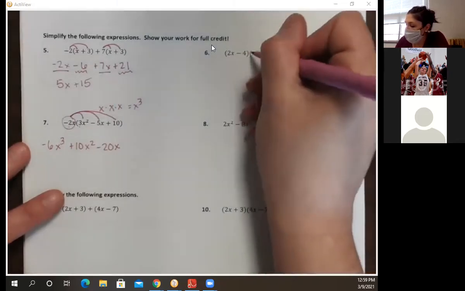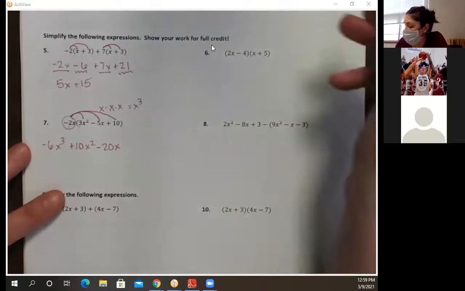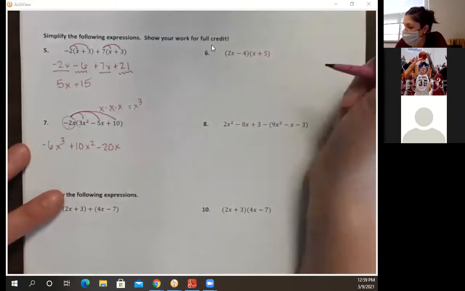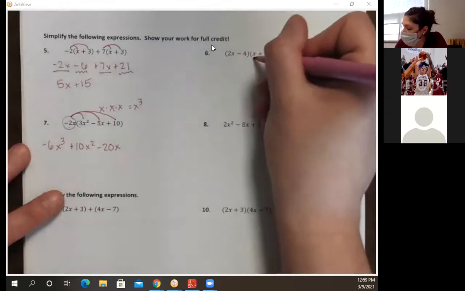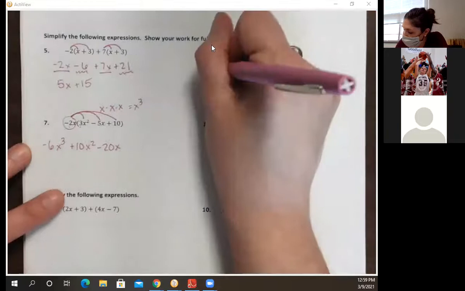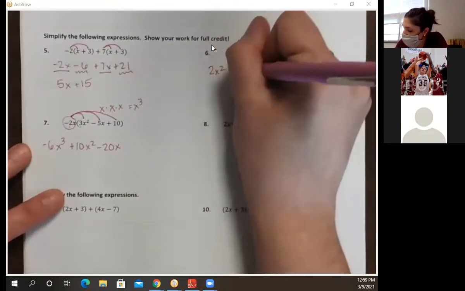I've got a quantity times a quantity, something in parentheses times something in parentheses. So this is where we're going to do what we sometimes call double distribution. So we're going to take this term and multiply it by each part in here. And then we'll take this term and multiply it by each part over here. So 2x times x would be 2x squared. And then 2x times 5 would be 10x.